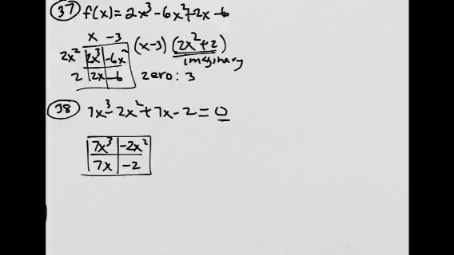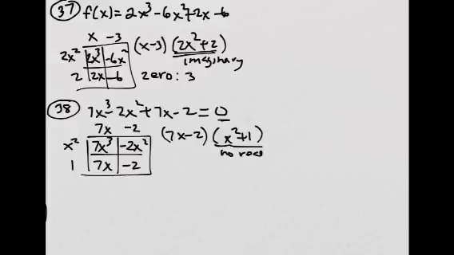So the greatest common factor in this row is x squared. Something times x squared is 7x cubed, so that would be 7x. Something times x squared is negative 2x squared, that would be negative 2. And 7x times something is 7x, that would be 1. So the factors are 7x minus 2 times x squared plus 1. This one has no real 0, but this one is going to give you a real 0. Set it equal to 0 and solve for x, and you would get 2 over 7.